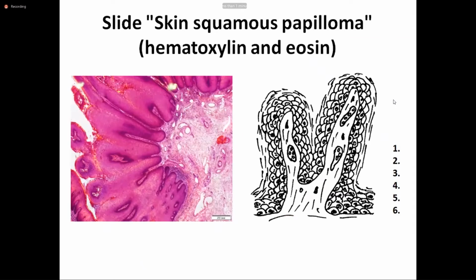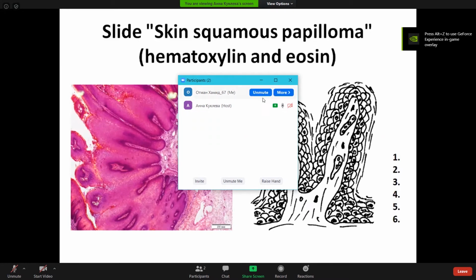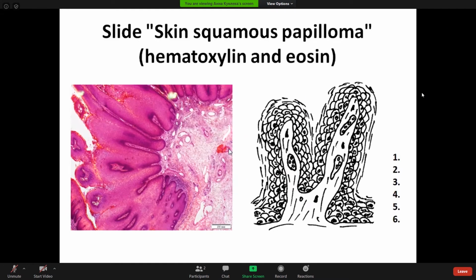Slide: skin squamous papilloma. Number 1, papillary structure of tumor. This is papillary structure. Number 2, increased number of epithelial cells. Number 3, preserved polarity.